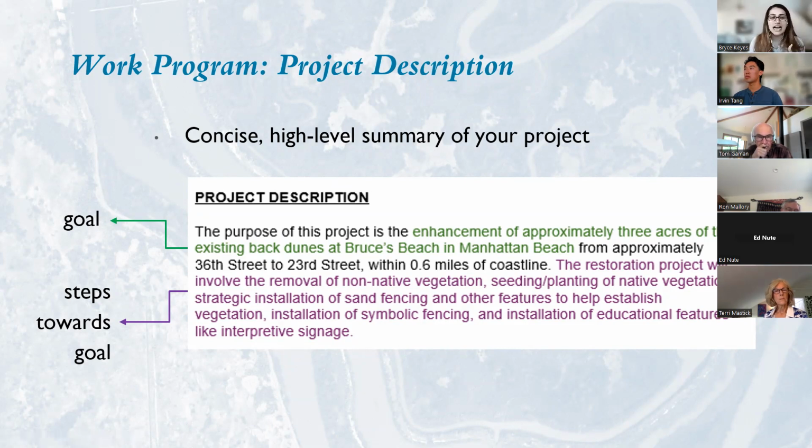So this is a concise, high-level summary of your project that has the goals and steps towards the goal for your project. It's generally one paragraph, and you can take this paragraph from your application. It can come from the grant agreement, or it can also come from the staff recommendation, or you can write it from scratch. But yeah, it's just a simple, kind of one paragraph definition of your project.